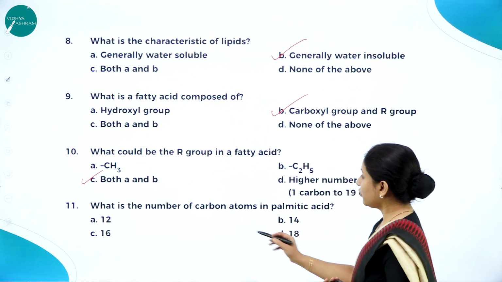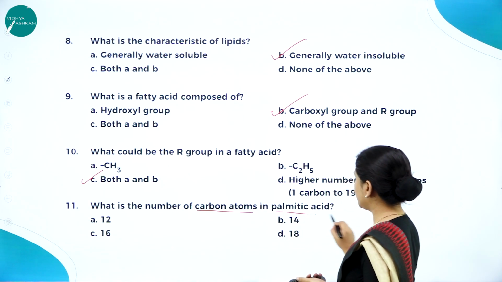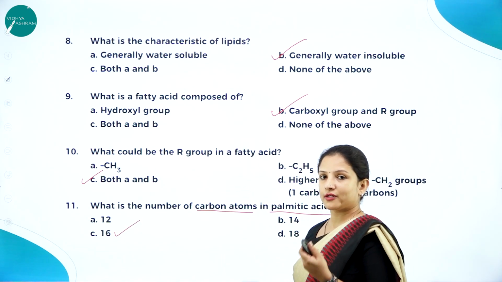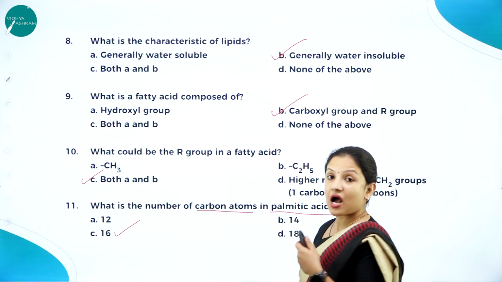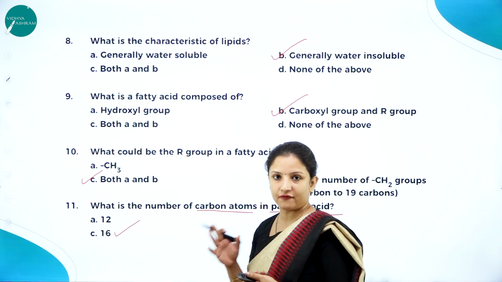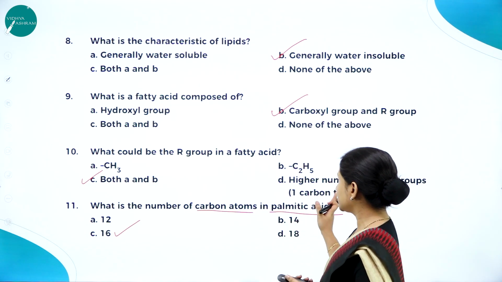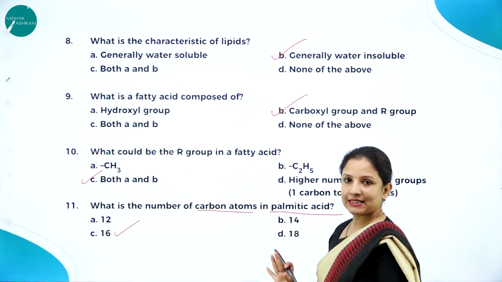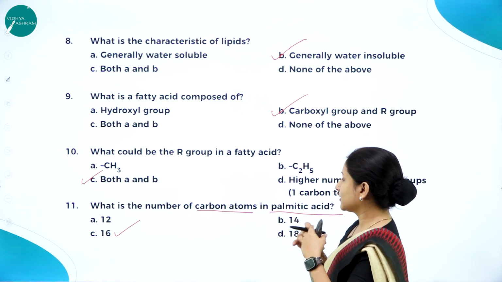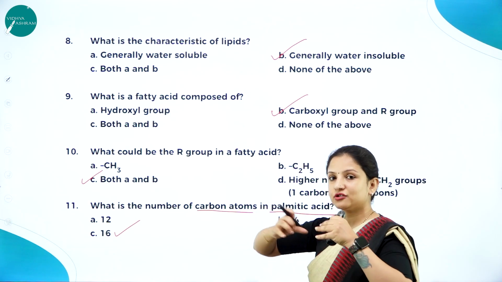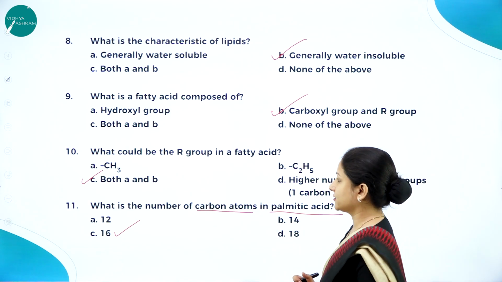What is the number of carbon atoms in palmitic acid? It is 16. Now, if they ask the question, what is the number of carbon atoms in arachidonic acid, then it is 20. But here the question that I've put is for carbon atoms in palmitic acid, it is 16. That is, palmitic acid is a fatty acid made up of chains of 16 carbon atoms.